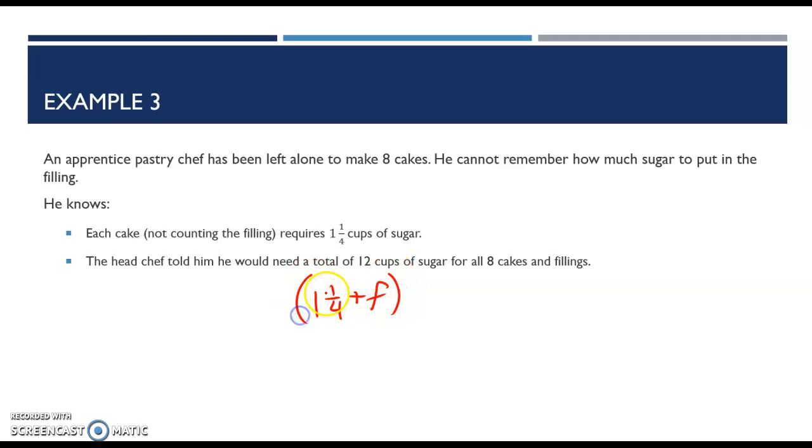So cake, no filling. Filling, that's all the sugar. We are making 8 cakes, right? That's up here. And we know we'll need a total of 12 cups of sugar. So I'm going to first change the 1 1/4 into an improper fraction. So 1 times 4 is 4 plus 1 is 5. So 5/4 plus filling equals 12.